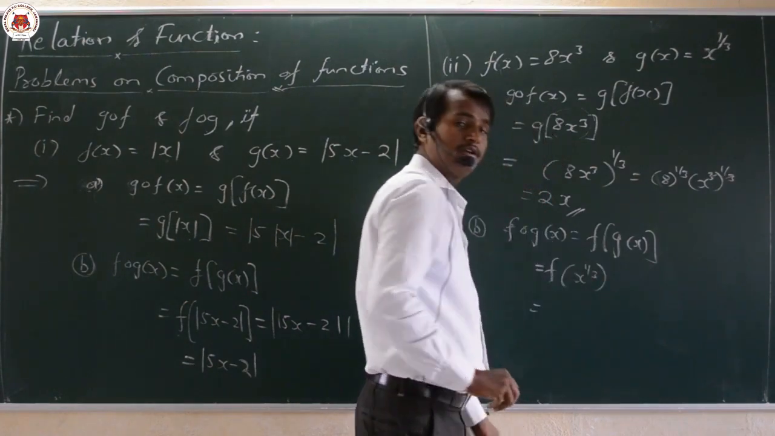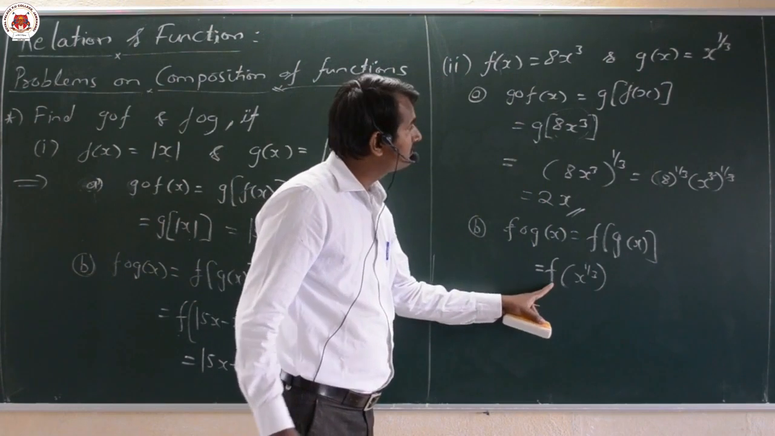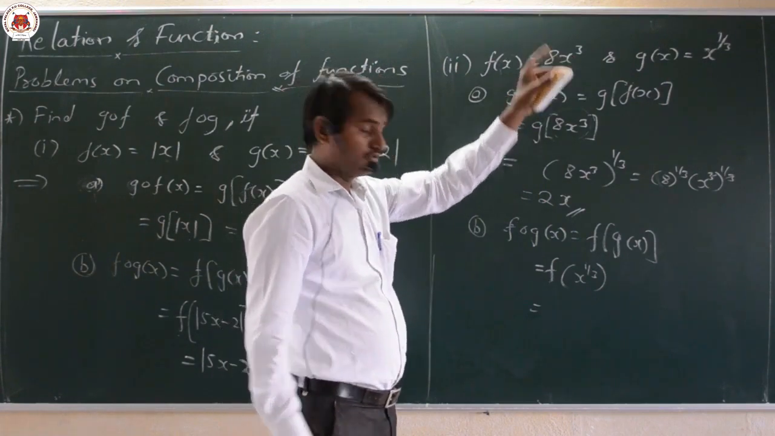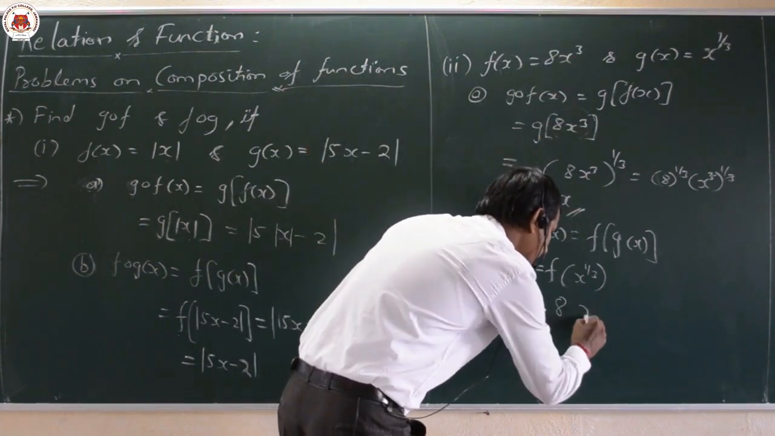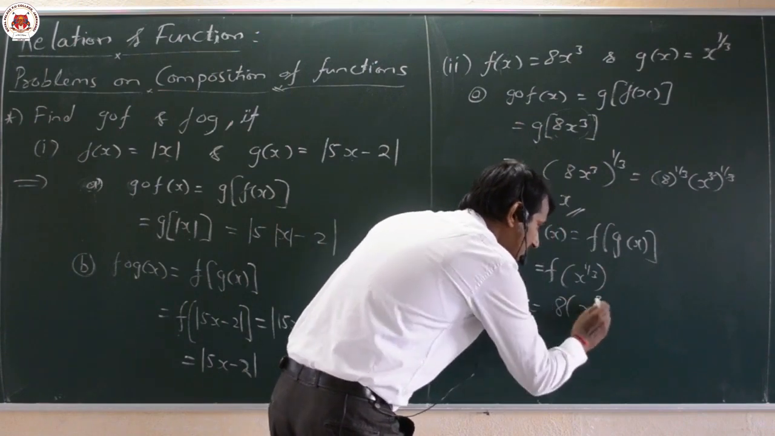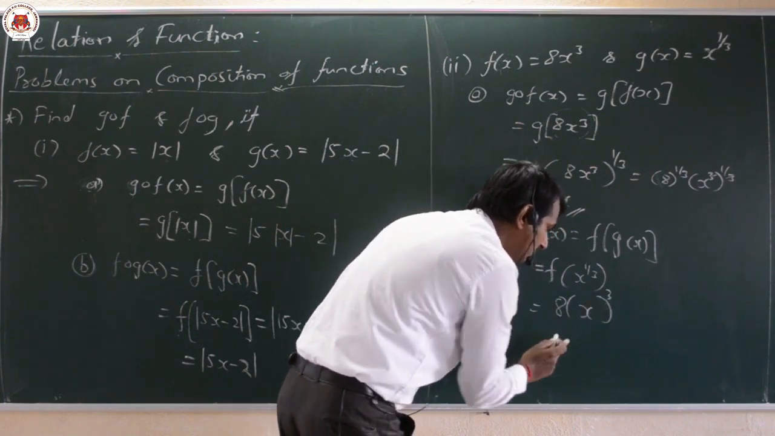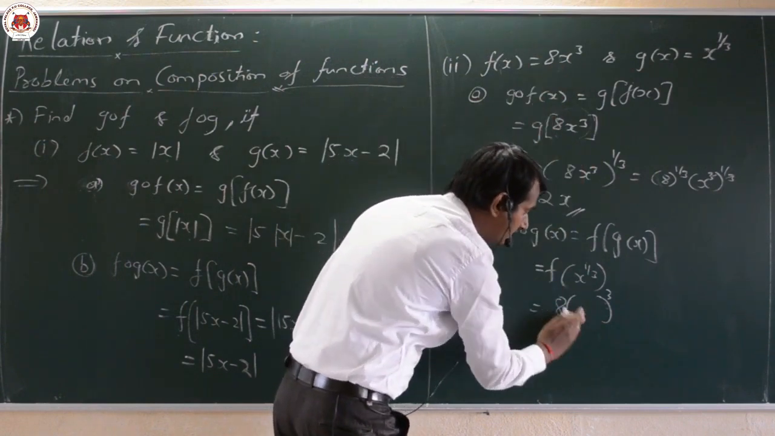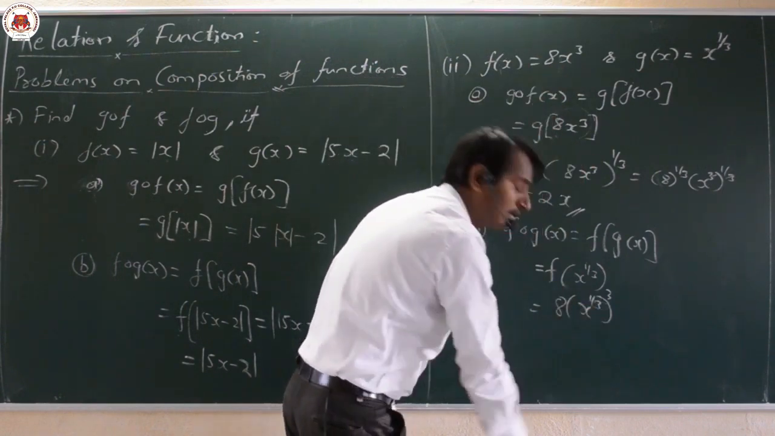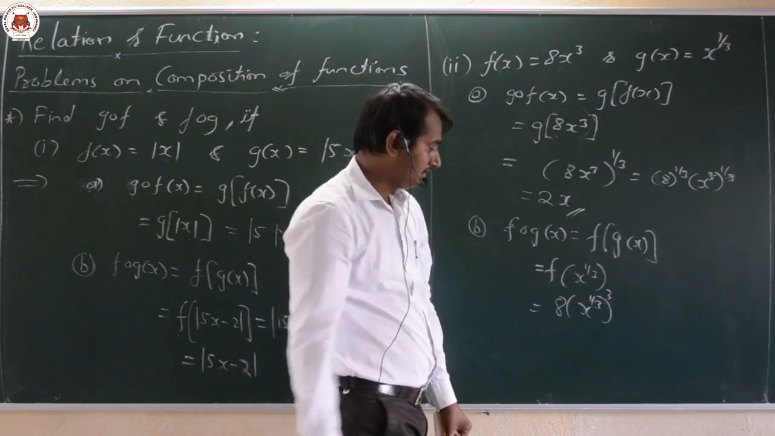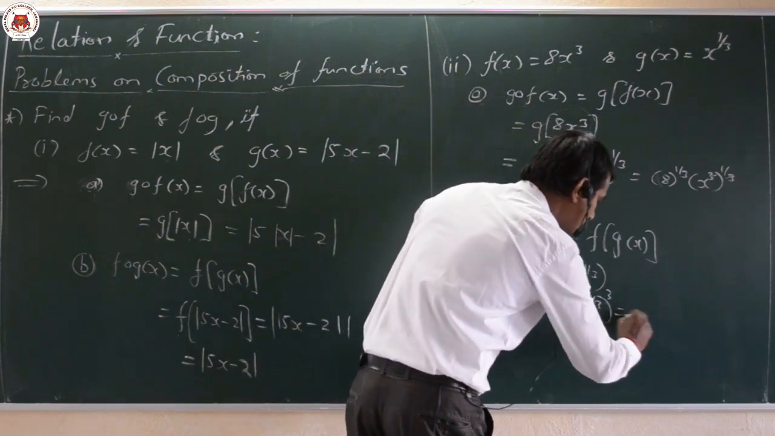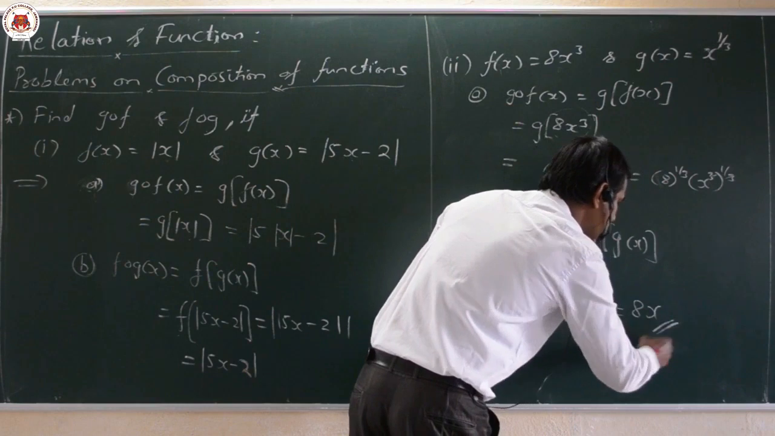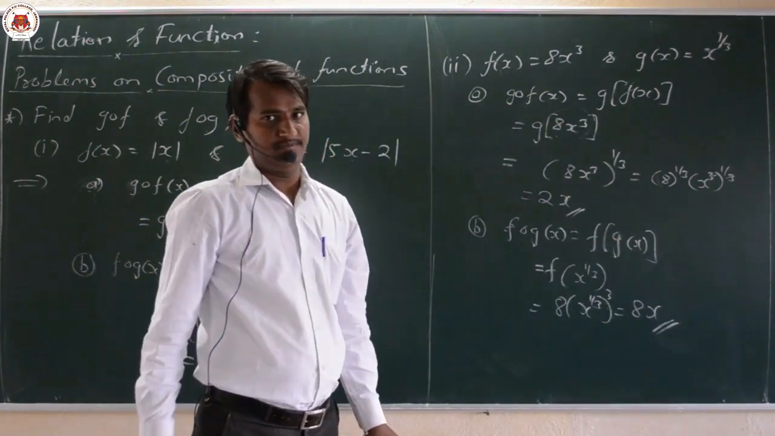Now what we have to do here is, what is the function f here? 8x cube. Okay, I will write down the 8x cube. That means in the place of x, what do I have to substitute? This whole thing, that is nothing but x to the power of 1 by 3, I have to substitute. Now here we can observe that 3 gets eliminated. What is the remaining part? 8x. That is your required result.